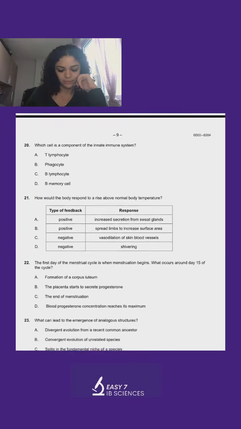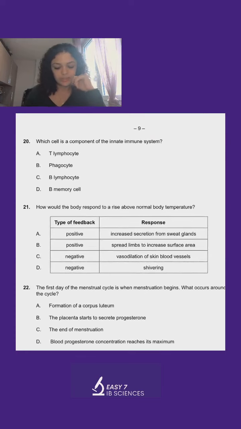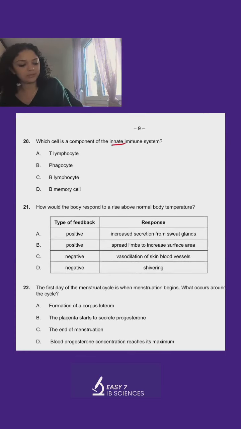I'm going to move on to question 20. It says, what cell is a component of the innate immune system? Why is it not interneurons? So interneurons connect the motor neurons and the sensory neurons. That's why. Okay, they're in between. That's why it's inter.